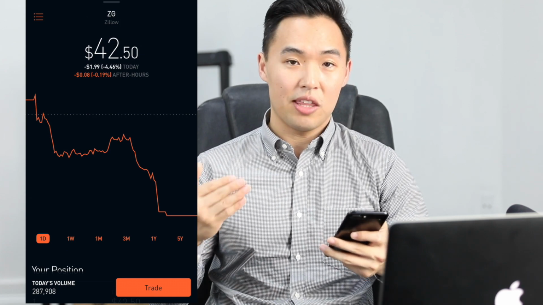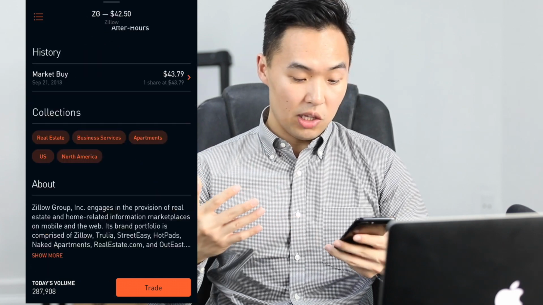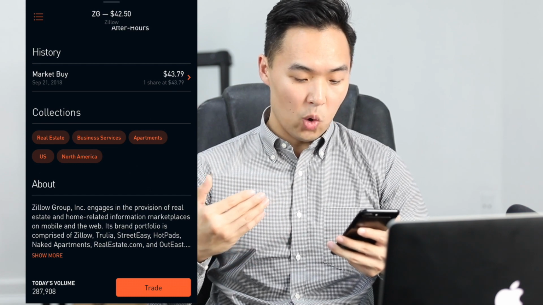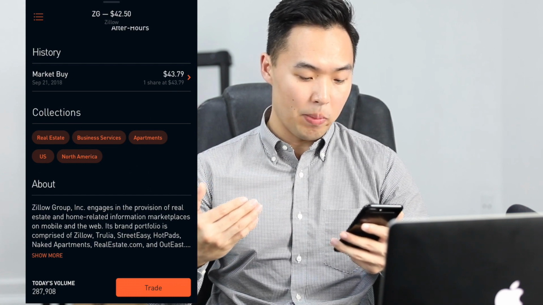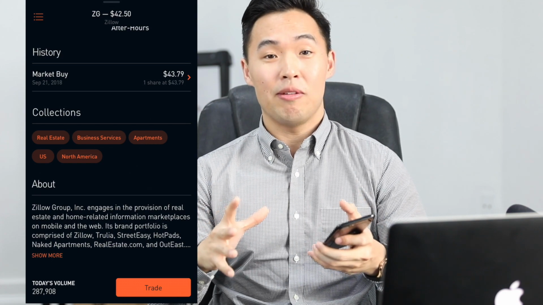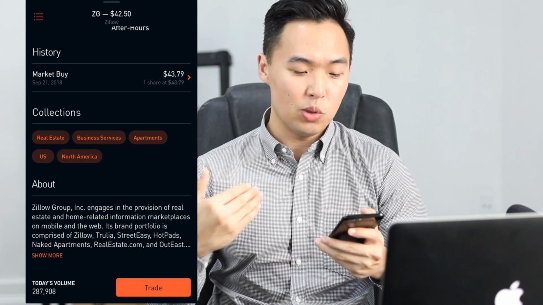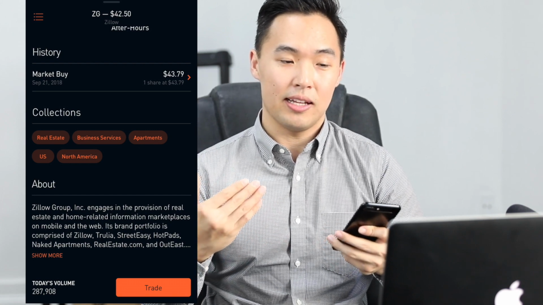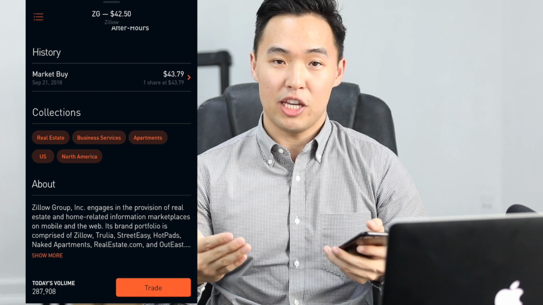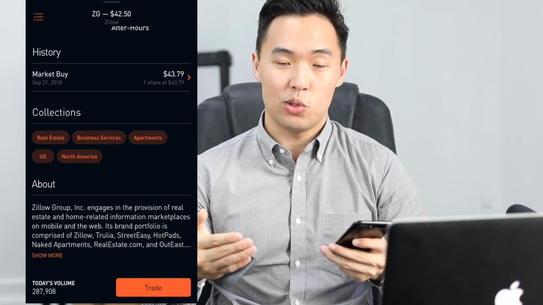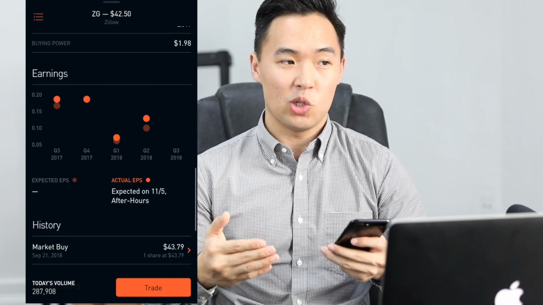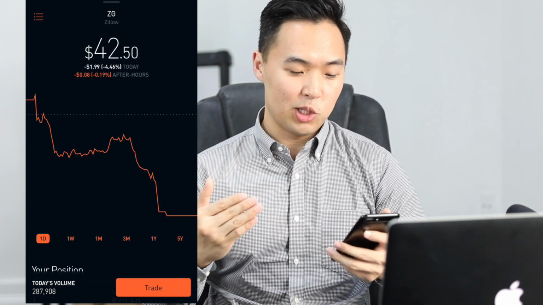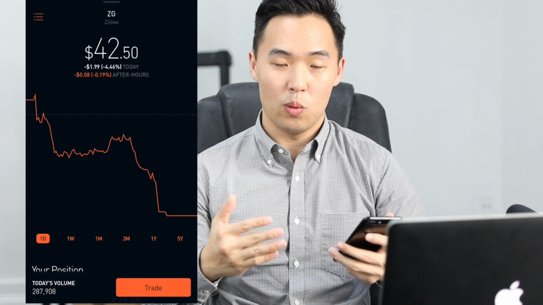Here is the second stock that I bought today, which is Zillow. Zillow is a company related to real estate and home related information marketplaces on the mobile and the web. As you guys might know, I'm invested in real estate and I have used Zillow, and with my experience with Zillow, I actually really like the web-based application. I'm also using Zillow to help me find tenants and also to collect rent. So that's why I see Zillow as a long-term company that will do well.